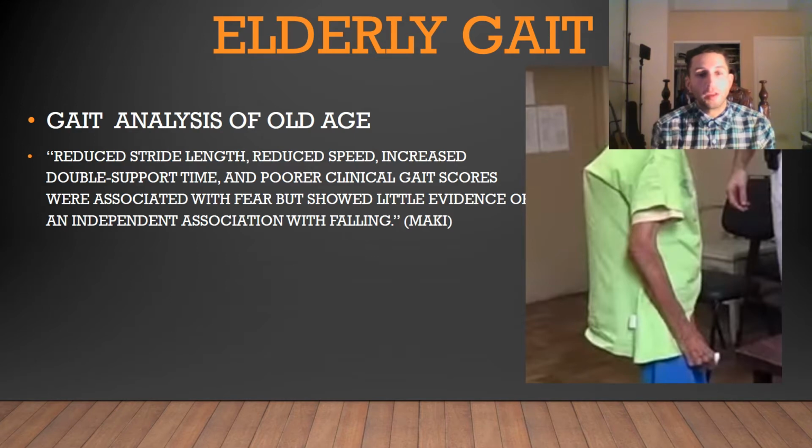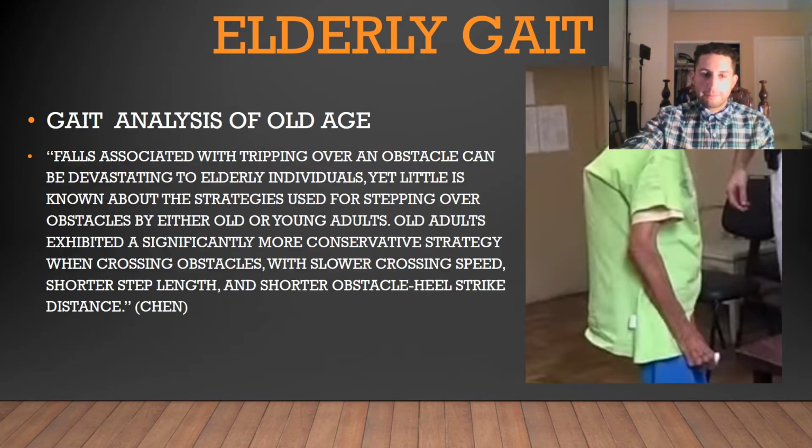so you can better understand their posture and their gait analysis and why they're doing the things that they do. Reduced stride length, reduced speed, increased double support time, and poor clinical gait scores were associated with fear but show little evidence of independent association with falling. What that means is essentially that many older patients have a fear of falling, which goes into the psychosocial influences on gait, especially with elderly patients.